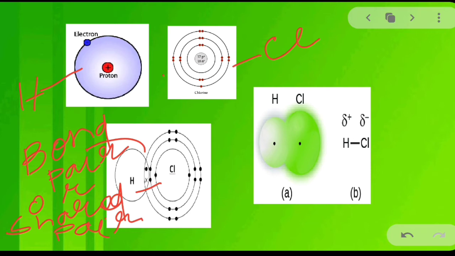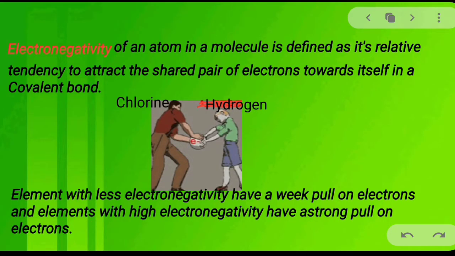So, after sharing the electron, one atom has more tendency to attract the shared pair electron towards itself. And here the chlorine has more tendency to attract the shared pair electron towards itself. So that tendency is known as the electronegativity. The electronegativity of an atom in a molecule is defined as its relative tendency to attract the shared pair of electron towards itself in a covalent bond.